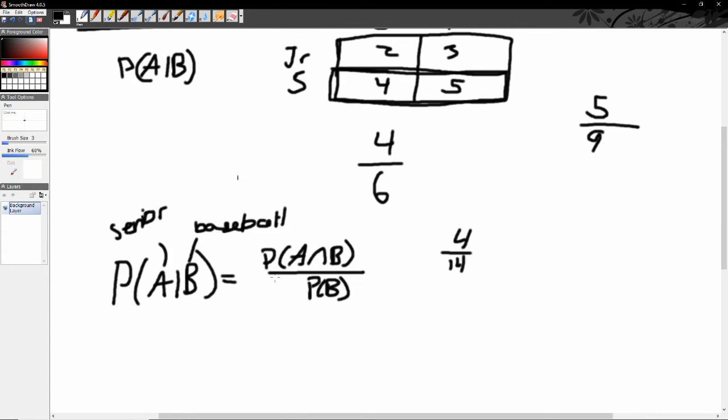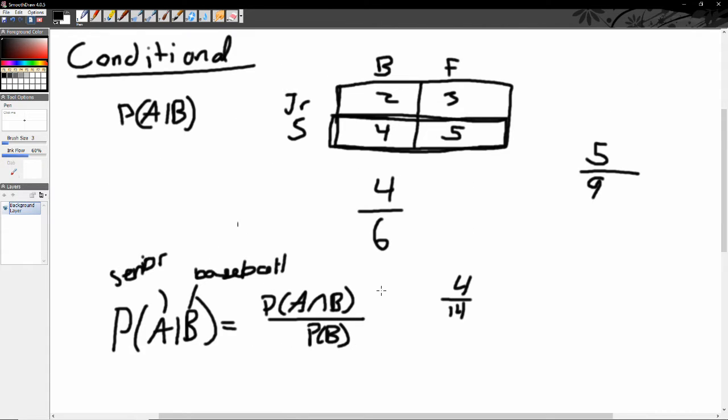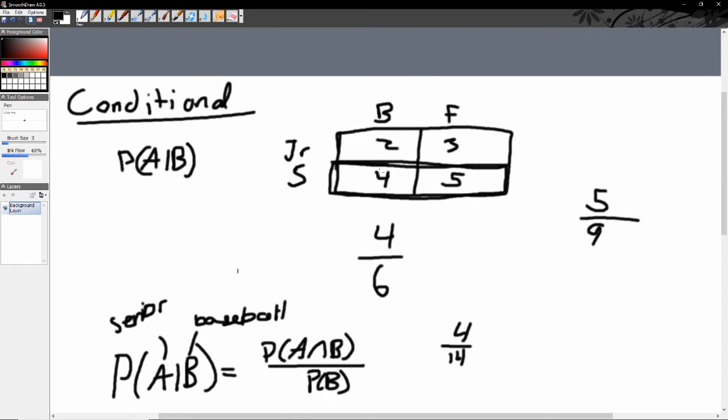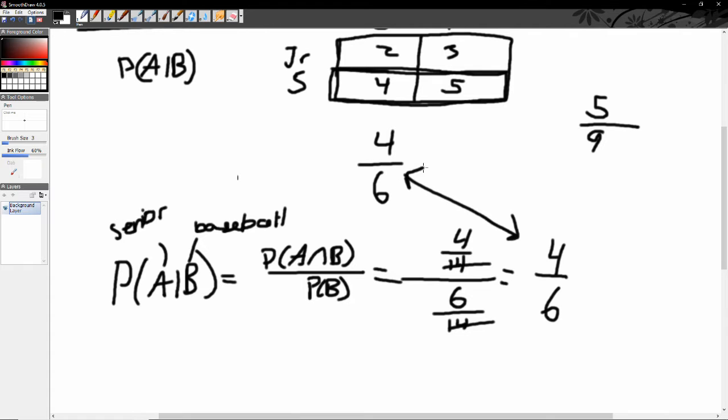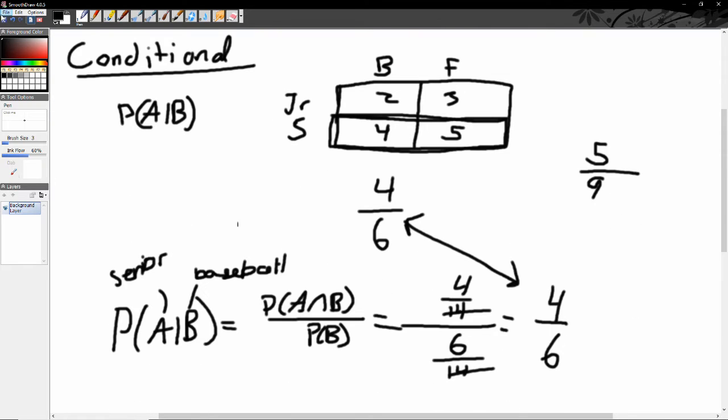And then the probability that you play baseball is 6 people who play baseball out of the total 14. So you divide that by 6 out of 14, and that equals 4 out of 6 because these 14s cancel out, and that is the same as what we got before. So that is how that works.